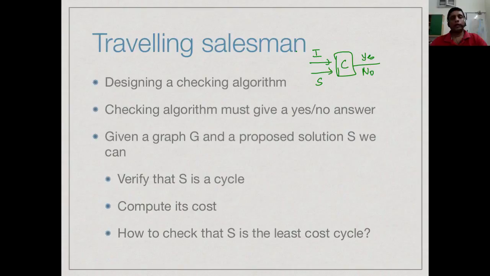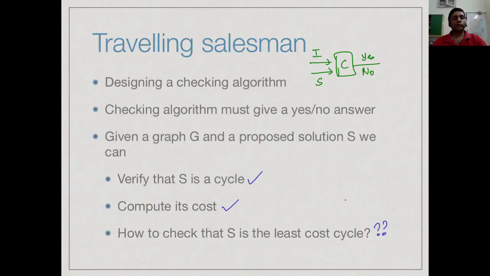So now we have a graph and somebody gives us a cycle. Okay? We can verify that it's a cycle. So that part is easy. We can even compute the cost of the cycle. That's also easy. But how do we know that among all the different cycles, this is the least cost? Right? So it's not very clear that there is a checking algorithm, because in the end, though we can verify part of the solution, that it is a cycle that visits all the cities and we know its cost, we have no way without solving the problem.